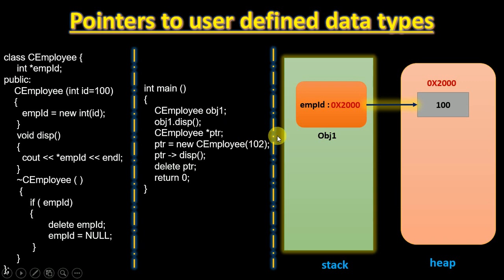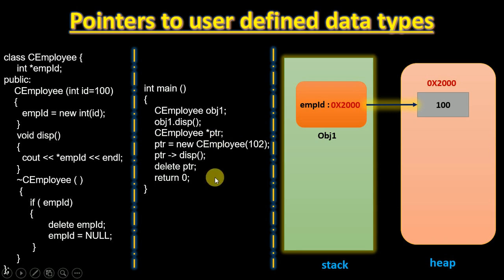Now obj1 is a stack object which has a pointer attribute called empid, and this pointer attribute holds the address of a heap segment memory where an integer variable is created with the value 100. So this is obj1. Once we do obj1.display, it will print this value. Next, what I am doing is CEmployee *ptr.